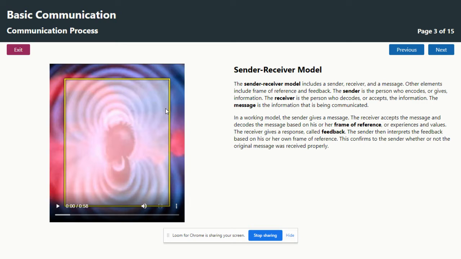In a working model, the sender gives a message. The receiver accepts the message and decodes the message based on his or her frame of reference or experience and values. The receiver gives a response called feedback. The sender then interprets the feedback based on his or her own frame of reference. This confirms to the sender whether or not the original message was received properly.